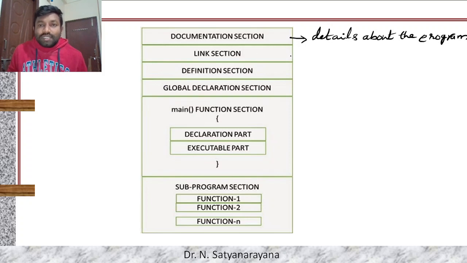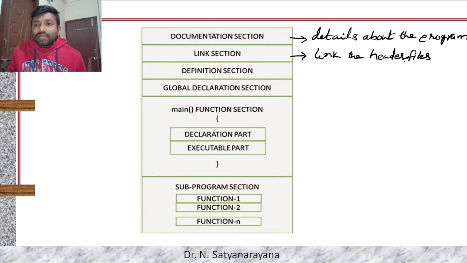Then we have the link section. Here you try to link, mostly, the header files needed for the program. If you look at this in a textbook or on Google, you see that the link section starts with the symbol hash. Mostly it starts with hash include stdio.h, conio.h, string.h, malloc or calloc.h.